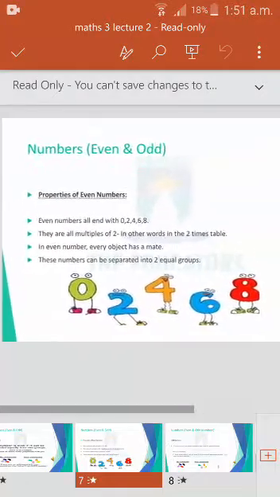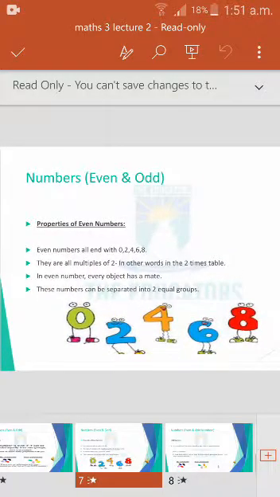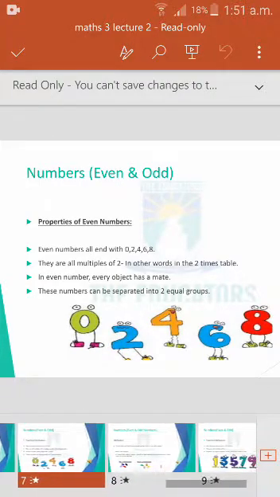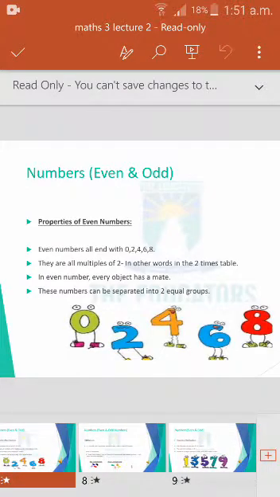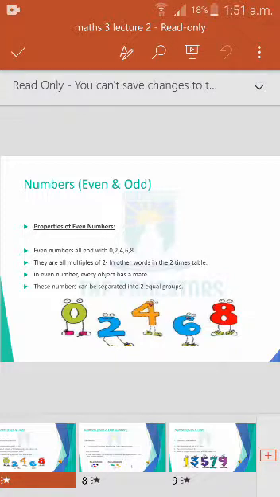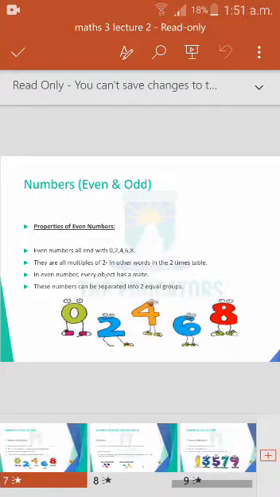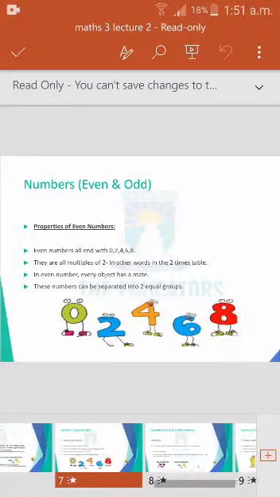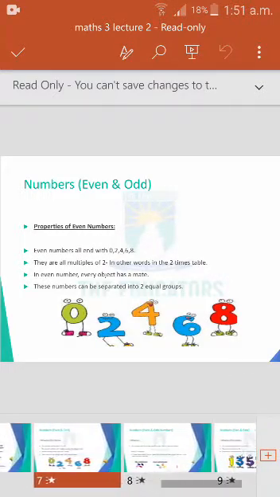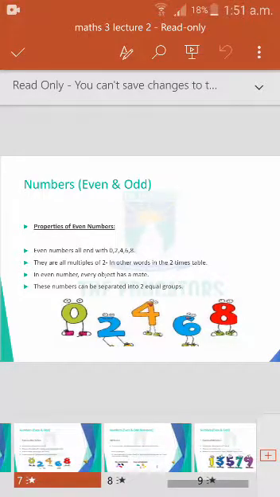Then we'll discuss some properties of even numbers. Even numbers all end with 0, 2, 4, 6, 8. For instance, 12, 10, 16, 18, 250, 266. All these numbers are even numbers because they can be easily divided by 2 and leave nothing behind. They are all multiples of 2. In other words, they all come in the table of 2.